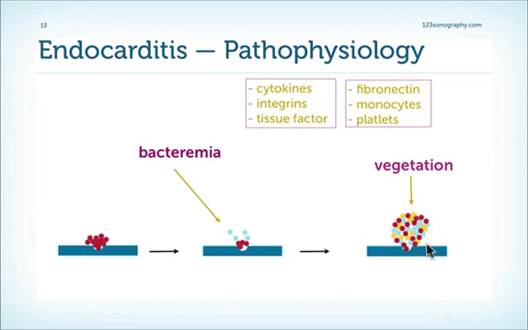Such vegetations are composed of red blood cells, of infected material, leukocytes, platelets, fibrin, and many other substances. And the problem is that this vegetation has a tendency to grow because this cascade is not stopped. And we have ongoing infection in the region of the endothelium and more damage.